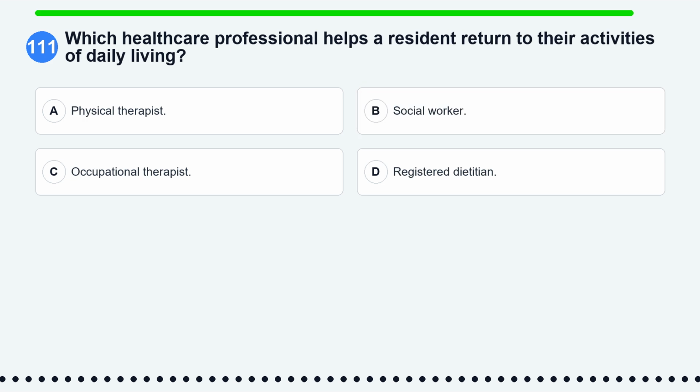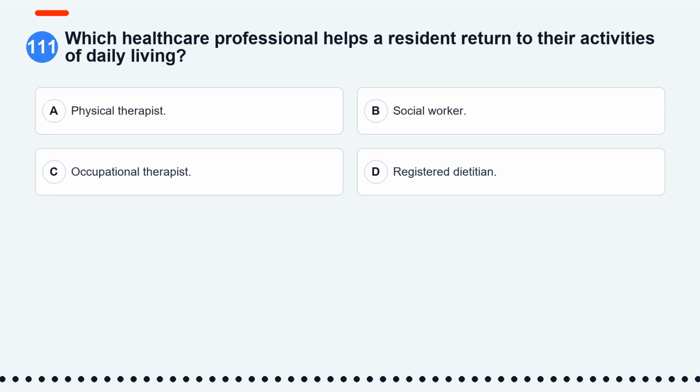Question 111. Which healthcare professional helps a resident return to their activities of daily living? Option A, physical therapist. Option B, social worker. Option C, occupational therapist. Option D, registered dietitian.